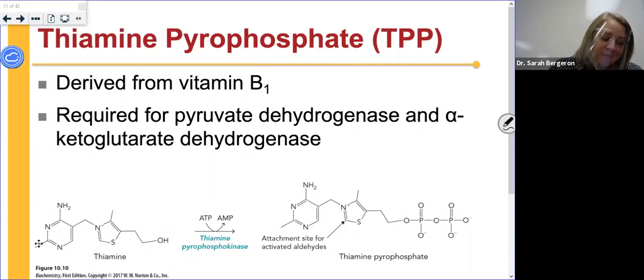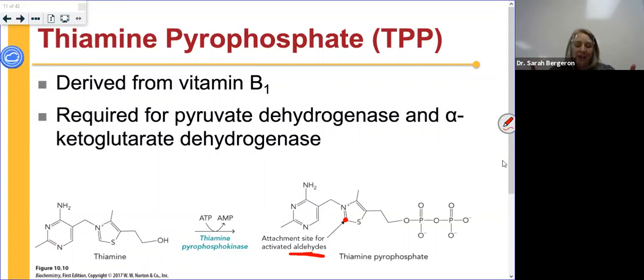So TPP is required for our aldehyde transfer. So watch, let's see. I can move this. All right, so right here on this carbon, see the nitrogen that has a partial positive charge? The carbon that's double bonded attached to it, this is an attachment site for the activated aldehyde. So remember I said you're passing the carbons? The next place that carbon is going to be passed to is right there. The carbon right here, the carbon right there. That's where you're going to attach the carbons on. The aldehyde groups will attach right there.